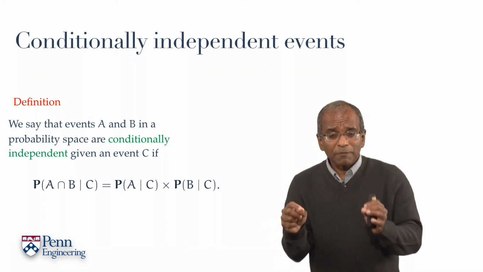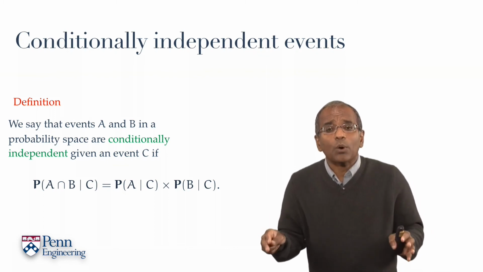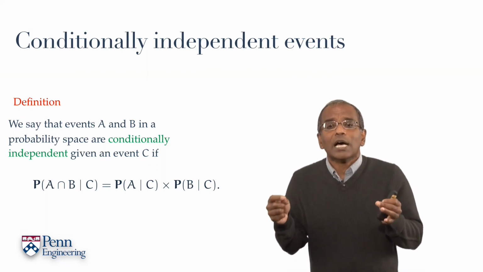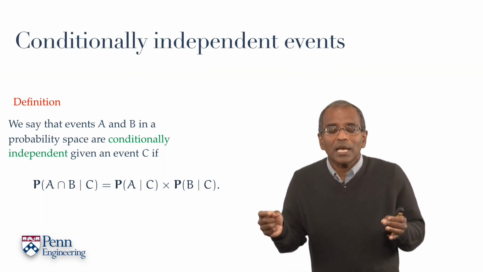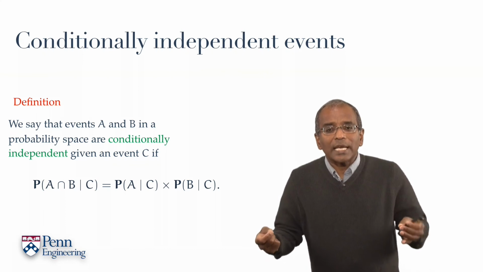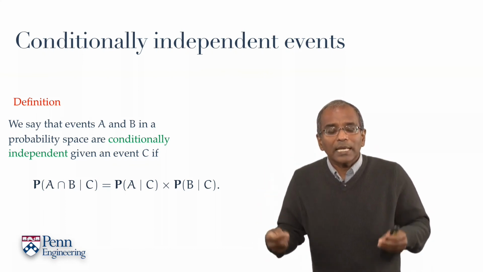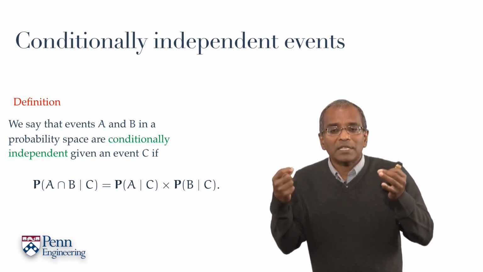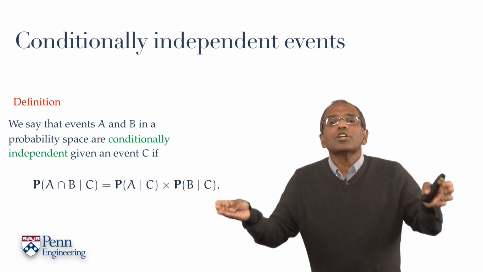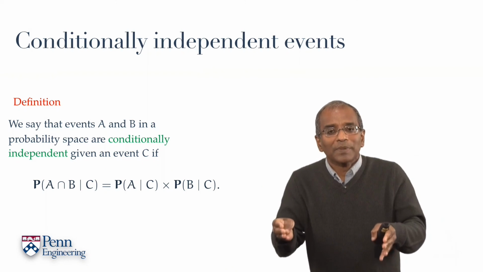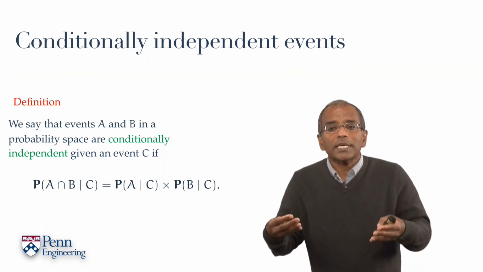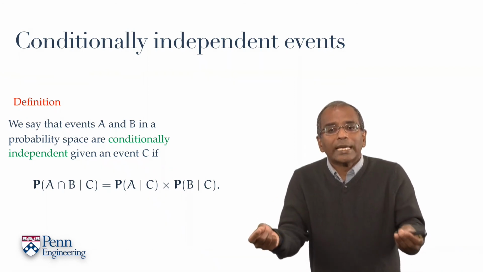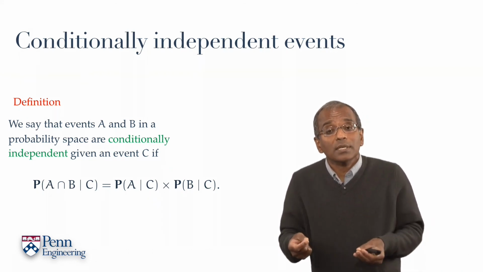Again, let me re-emphasize that no new ground has been covered here. This is exactly the same old idea of independence as a rule of products. In a conditional setting, we are taking into account the fact that conditioning on the occurrence of some side information C, some event C, effectively has reduced the sample space to C. And then all event probabilities are now reflected into C. Independence in that context, again, is just a rule of products.